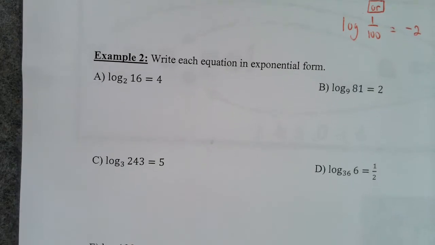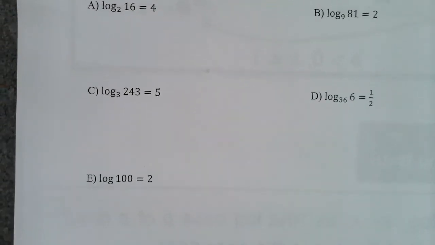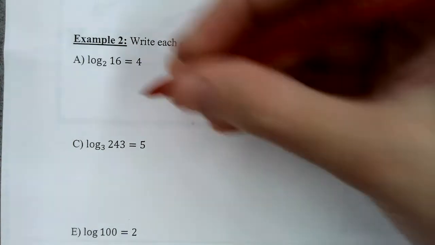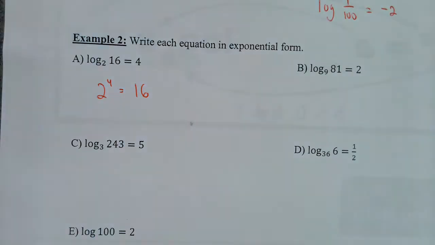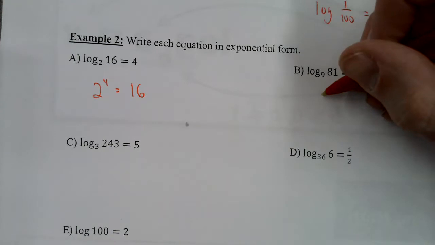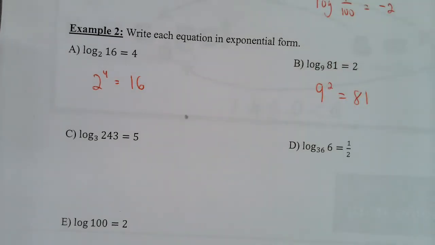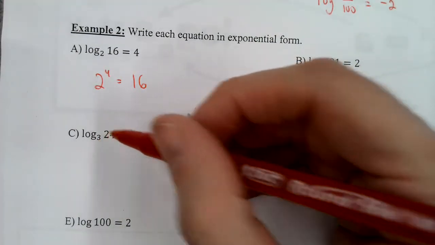Example 2 is going the other way. Take the equations, which are all in logarithmic form, and write them in exponential form. So this 2, that's your base. The 4 is the exponent. And it equals the argument 16. Okay. The next one, 9 squared equals 81. Remember, the number after the equal to symbol is your exponent. 3 to the 5th power equals 243.